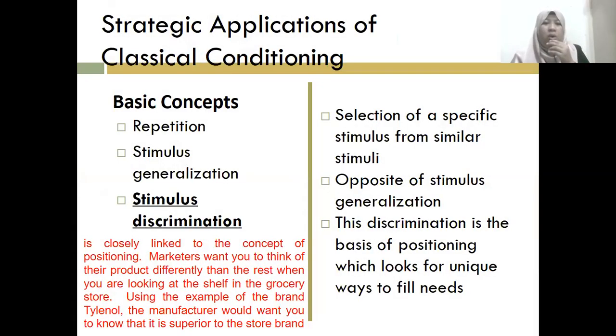Okay, and then we go with the stimulus discrimination. If you want to know, stimulus discrimination is the opposite of stimulus generalization. Stimulus discrimination is closely linked to the concept of positioning. So the marketers want you to think of their product differently from the rest that you are looking at on the shelf in the grocery store. So when you look at their product, it totally will look different.